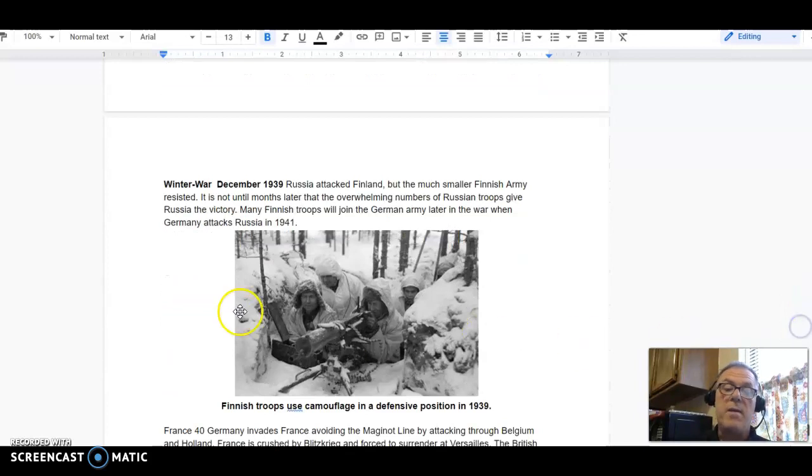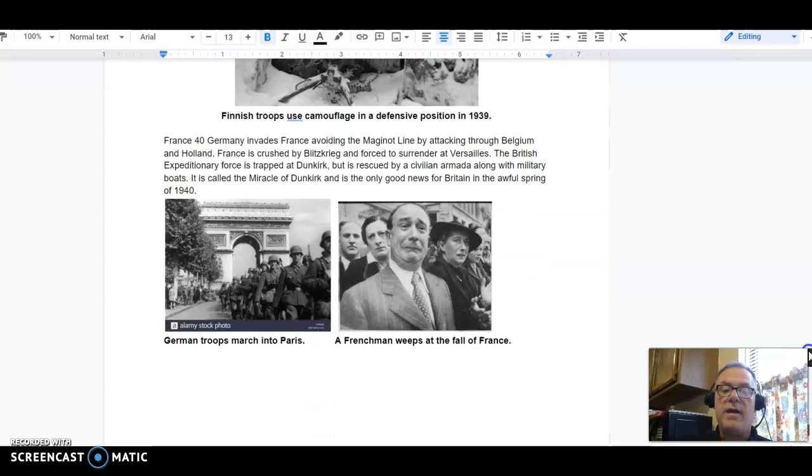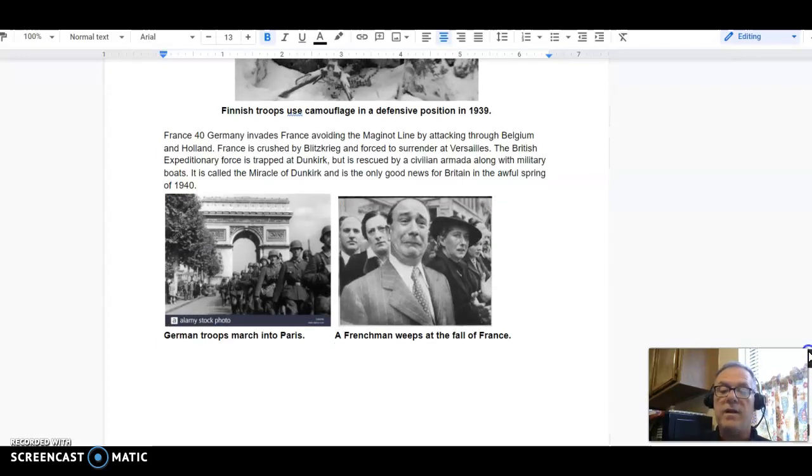Russia is not quite done. Remember, Russia had given away territory at the end of World War I because Lenin just wanted peace and to establish the center. Well, all that territory, Russia goes after them. In 1939, Russia attacks Finland, and the much smaller Finnish army does a great job, and they hold off the Russians, inflicting massive casualties. And I have a picture of Finnish troops using camouflage in a defensive position. You can see how well equipped they are and ready for a winter war. Russia is not prepared, but eventually Russian numbers take over, and they are able to conquer Finland in early 1940.